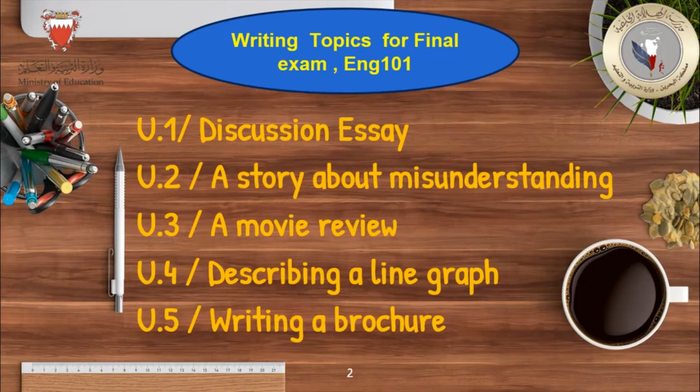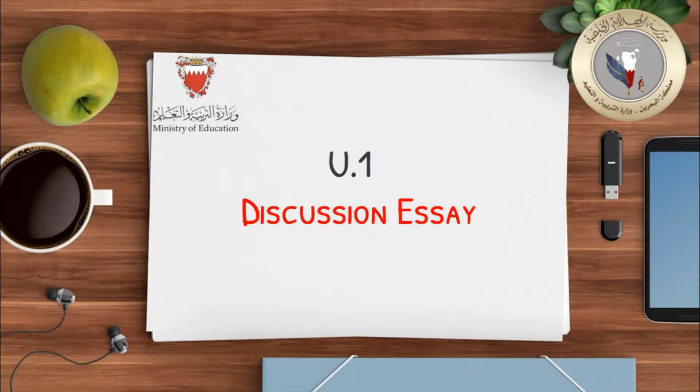As you see, we have 5 writing topics. Unit 1 is a discussion essay. Unit 2 is a story about misunderstanding. Unit 3 is a movie review. Unit 4, describing a line graph. And the last one, writing a brochure. Now let's go for the first one, which is the discussion essay.